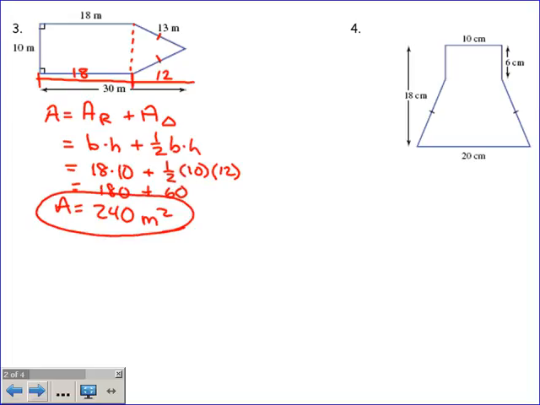Yep. Would the base be 10 and the 13 both sides of this triangle? Yeah, if we were to set this triangle straight up like this, this is 10, this is 12, and this is 13. So what's the base of that triangle? 10. What's the height? 12.